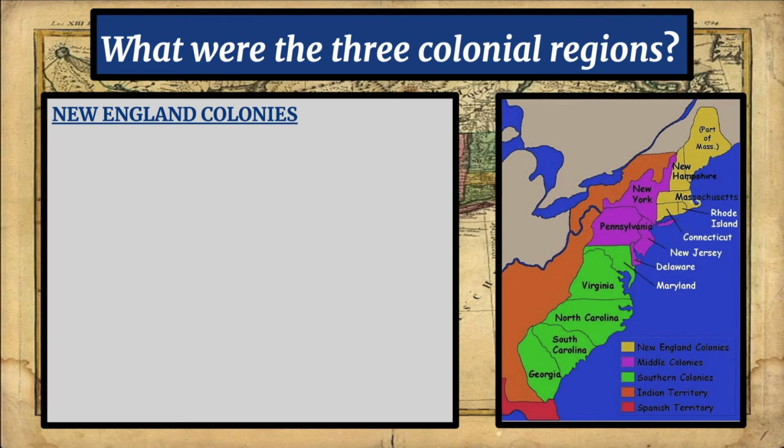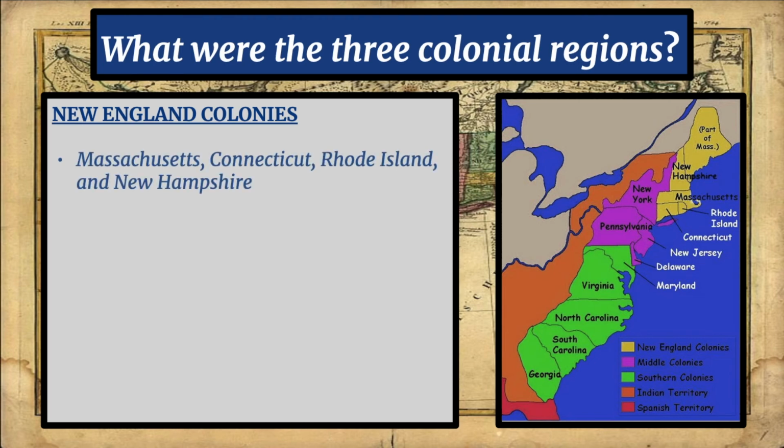So in your notes, I basically want you to know that there were colonies called the New England colonies, and I want you to know which colonies they were. So that should be written in your notes. And the New England colonies were, in fact, Massachusetts, Connecticut, Rhode Island, and New Hampshire. So if you can identify on a test that Massachusetts, Connecticut, Rhode Island, and New Hampshire are the New England colonies, you will get a question right on the test.